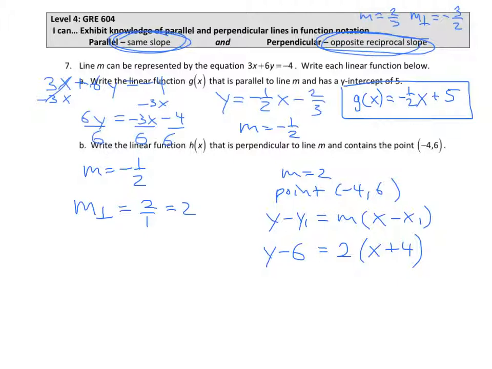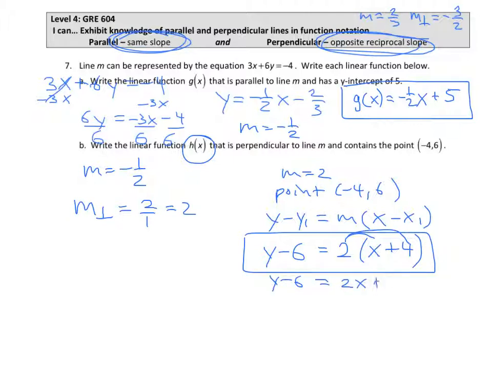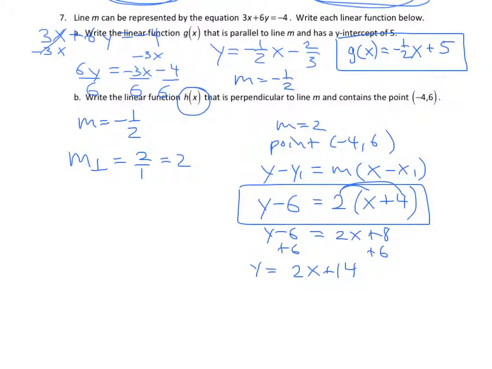And for this one, it didn't say to put it in slope-intercept form, so I could just leave my equation in point-slope form. If it did ask for slope-intercept form, and usually in function notation, that's what we want, we would distribute, and we get y minus 6 equals 2x plus 8, add 6 to both sides, and we get y equals 2x plus 14. And then to write this in function notation, instead of y, we would say h of x equals 2x plus 14.